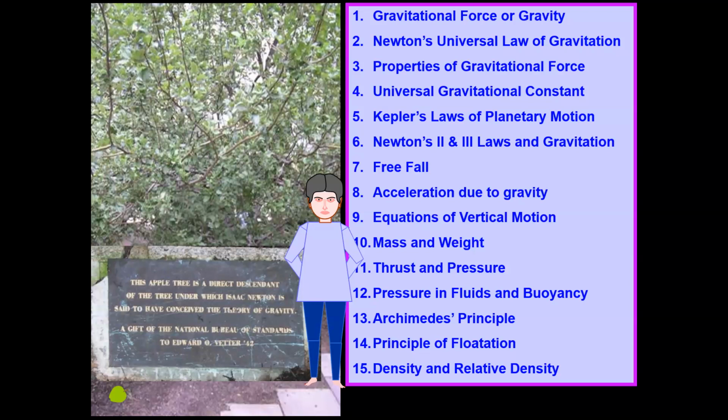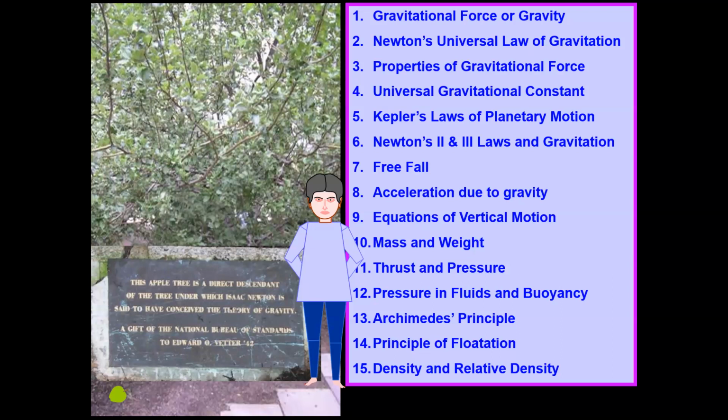So: gravitational force or gravity, Newton's law of gravitation, properties of gravitational force, universal gravitational constant, Kepler's law of planetary motion, Newton's first law and second law of gravitation, free fall, acceleration due to gravity, equation of vertical motion, mass and weight, thrust and pressure, pressure in fluid and buoyancy, Archimedes principle, principles of flotation, density and relative density. In this chapter, we are going to see 15 topics. Those 15 topics are here.